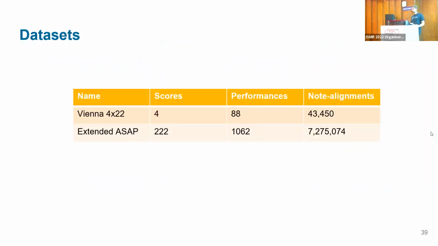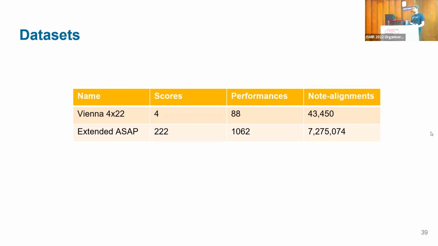During this tutorial, we will use 2 datasets that you can then also use in your research. They are publicly available. The first is Vienna 4x22. That was kind of a standard dataset for the alignment between score and performances. It contains just 4 scores and 22 performances of each score. That's why it's called like that. So 88 performances, and it had around 43,000 notes.